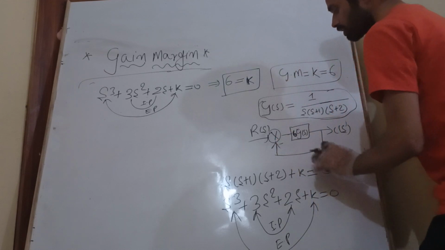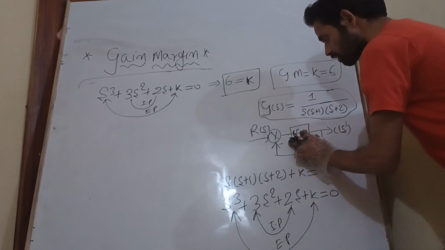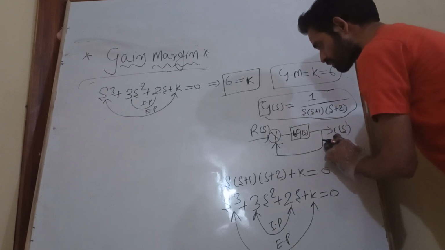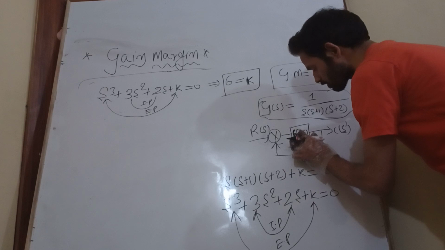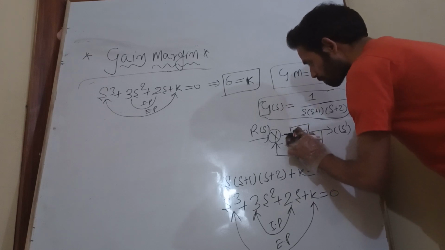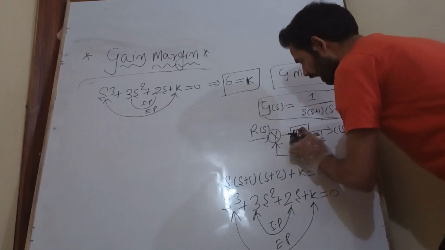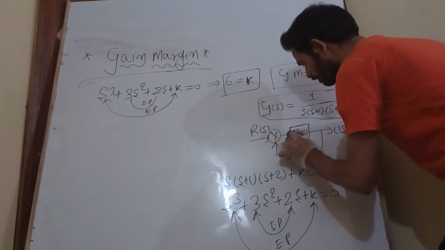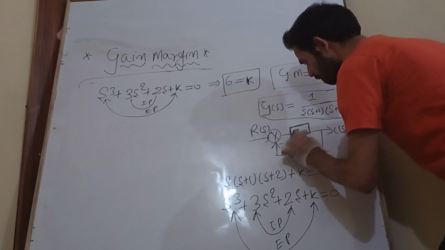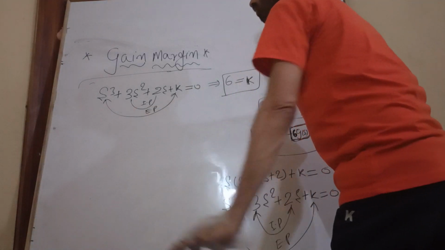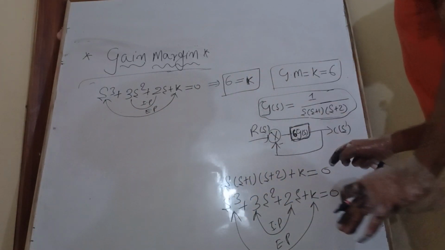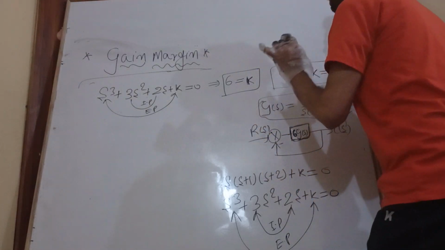This closed loop system will become marginally stable if I multiply by 6. What is this 6? This 6 is nothing but the gain margin. That means I am just qualifying the boundary condition of marginal stability, or the verge of stability. So this is the gain margin.